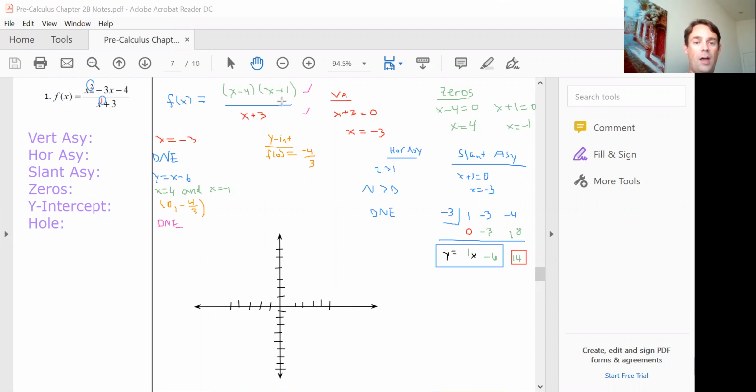So I have a vertical asymptote at -3. That's that x value that I get really close to, but I never reach. That's when the graph goes to positive or negative infinity for the y value. I have a slant asymptote at y equals x minus 6. So let's see here. That'd be right about here. I'm going to draw my slant asymptote.